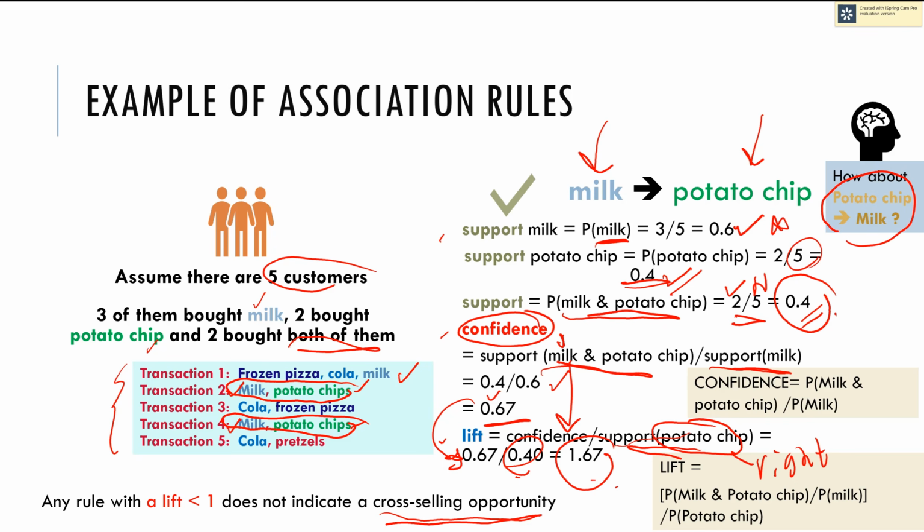And then if you think about it, how about calculating the confidence and the lift if a person bought potato chips, he or she will also buy the milk? So milk is the consequent, and the antecedent would be potato chips. The value of the calculation would be different because the value of the antecedent is different. So you can try this on your own. Try to calculate the value of potato chips implies milk.